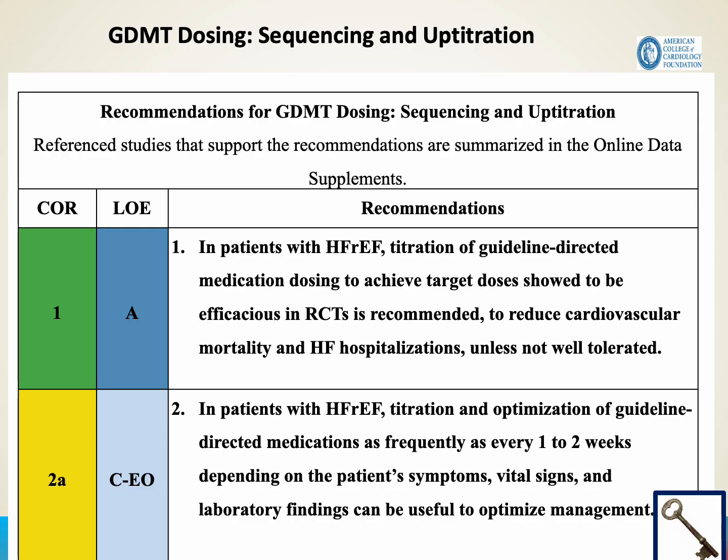The guideline sequencing and up titration. The recommendations here are to use guideline mediated dosing to achieve target doses, and they go through this pretty carefully. Let's go through a couple of slides here that I think are really going to be helpful for you. But they recommend doing things as frequently as every 1 to 2 weeks. That's pretty aggressive up titration for patients.